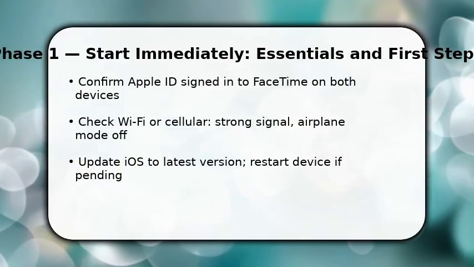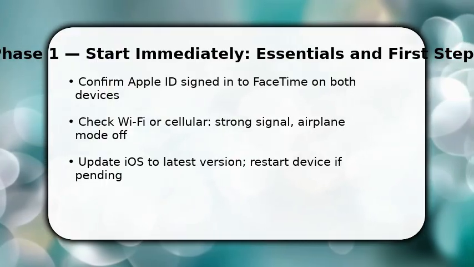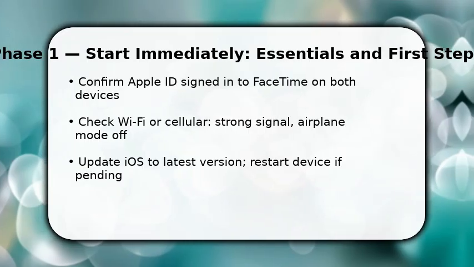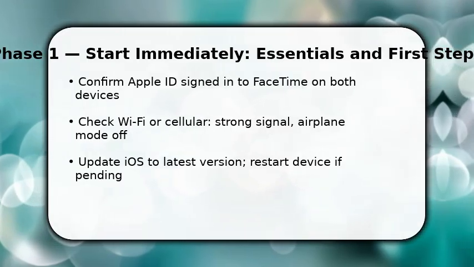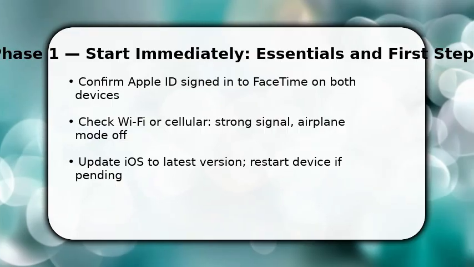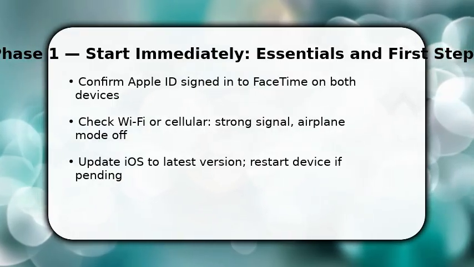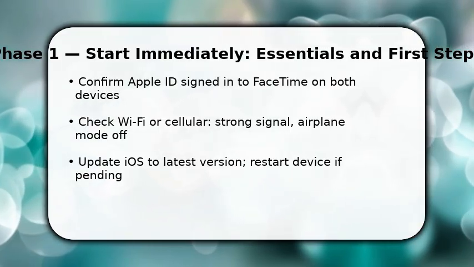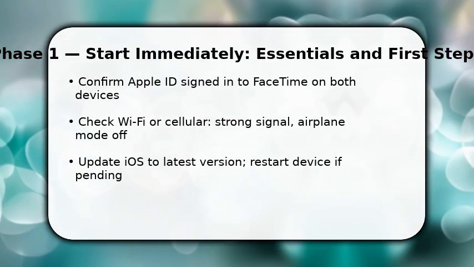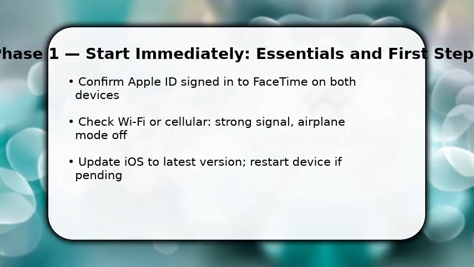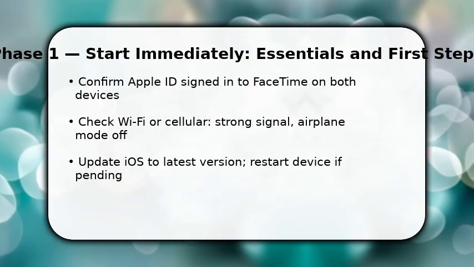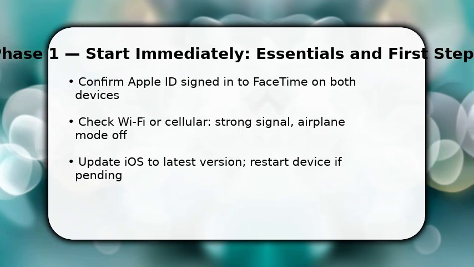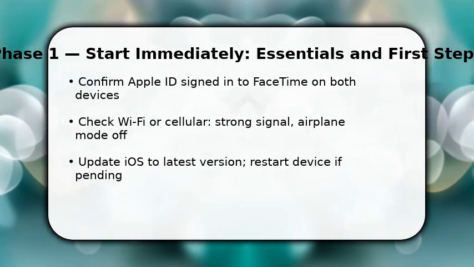You start by confirming your Apple ID is actively signed into FaceTime because authorization is the most common blocker. Once done, make sure your device has a stable Wi-Fi or cellular connection and that airplane mode is off. Unstable networks break calls. Also check for iOS updates and restart the device to clear transient issues. Doing these steps first saves time, since software patches and a fresh network handshake often resolve sign-in and connectivity failures.